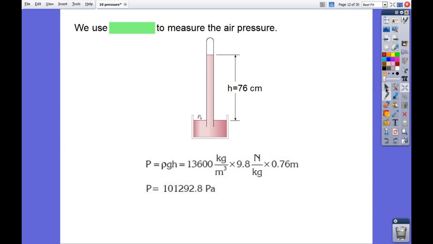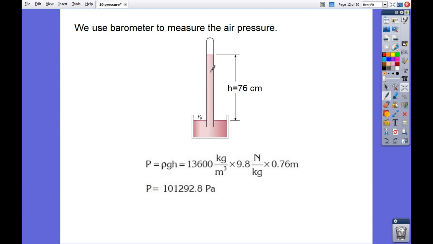Next. To measure the air pressure, we use this apparatus. Actually, it is very simple. This one is a reaction tube filled with mercury, and this one is a petri dish. You close this reaction tube with the petri dish after you fill it with mercury, and then turn it down like this. This is called a barometer, used to measure the air pressure.